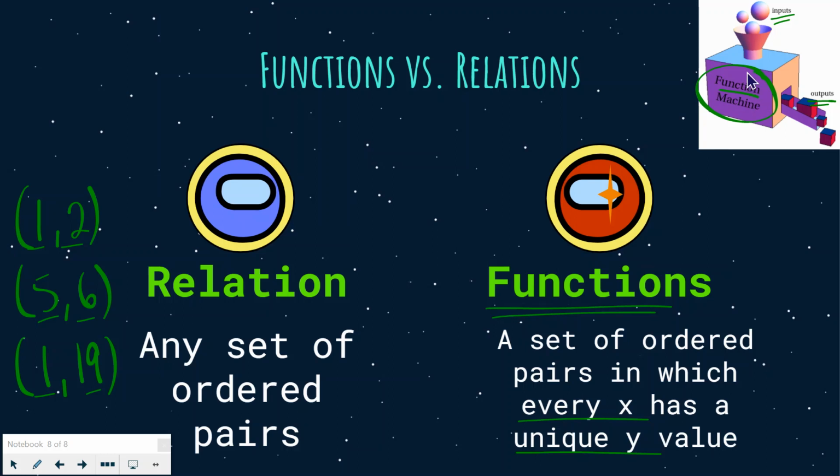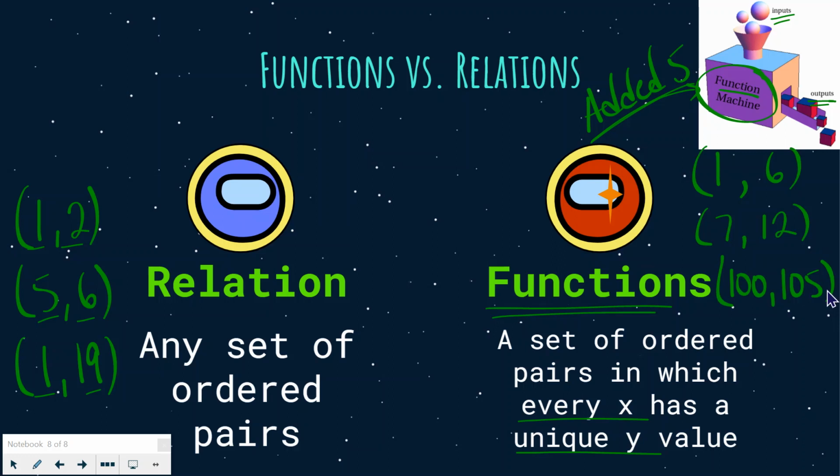So let's say my function machine just added 5 each time. So whatever my input is, it comes out 5 higher than it was. So let's say my input was 1, it would come out as 6. My input was 7, it would come out as 12. My input was 100, it would come out as 105. I take some number and add 5 to it, it comes out as that output. The same thing has to happen each time. That's really what this means.